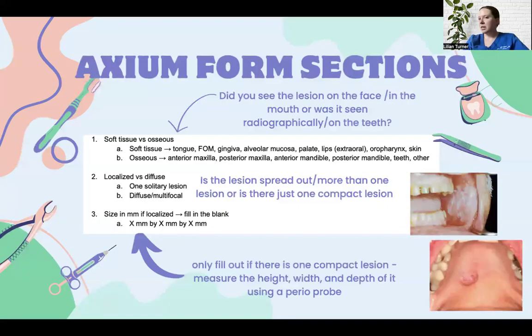And this is getting into the nitty-gritty of the form a little bit. The first question is going to ask you if it's soft tissue or osseous. So you can determine that by, did you see the lesion in the face, in the mouth, or was it seen radiographically or on the teeth? Next question is going to talk about localized versus diffuse. So is the lesion more spread out, or is it just one compact lesion? And then the third question is going to be a fill in the blank. So if it's a localized lesion, because you can't really measure a diffuse lesion as well, but if it's localized, you're going to put in X millimeters by X millimeters by X millimeters. So the width, the height, and the depth, just use a perio probe.